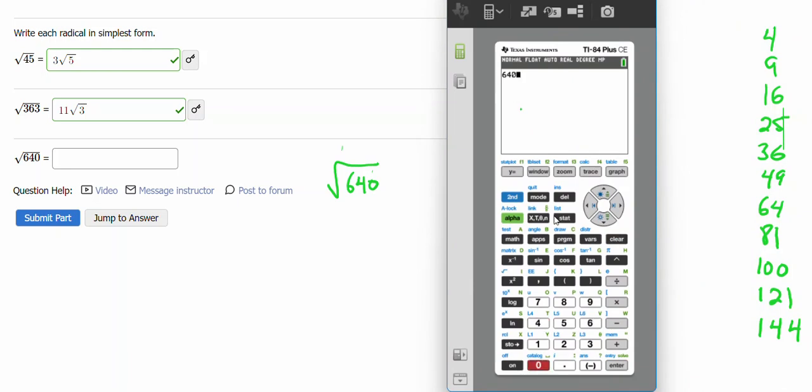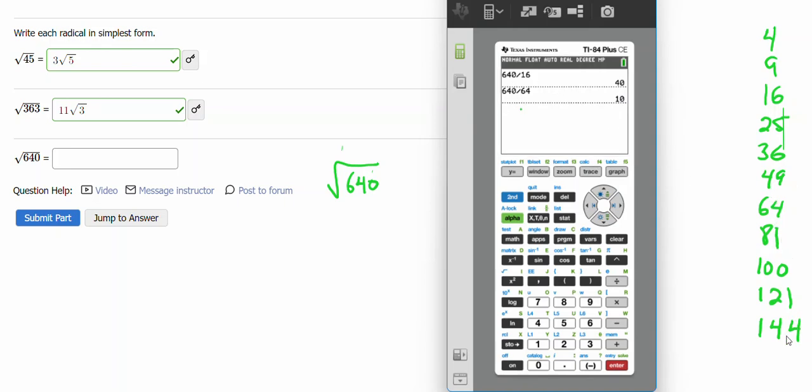So 640 divided by... Now, you can do it. There's actually two that go in this time. So if I go 640 divided by 16, right, that's a perfect square, that's 40. And if I go 640 divided by 64, I get 10. Now, what I'm going to recommend you do is take the larger one.